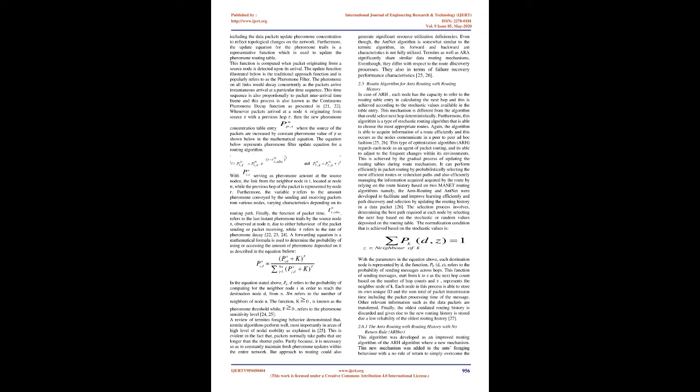This time sequence is also proportional to the packet inter-arrival time frame, and this process is also known as the continuous pheromone decay function, as presented in 21-22. Whenever packets arrive at a node originating from a source with a previous hop, the new pheromone concentration table entry where the source of the packets is located is increased by a constant pheromone value, as shown below in the mathematical equation. The equation below represents the pheromone filter update equation for a routing algorithm.